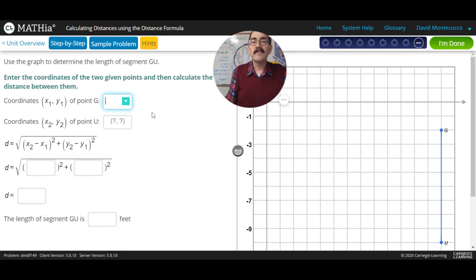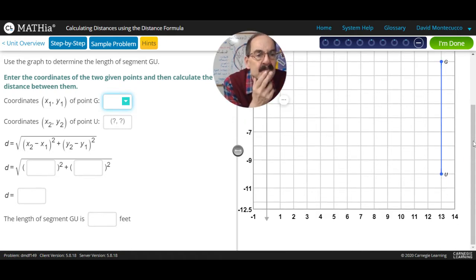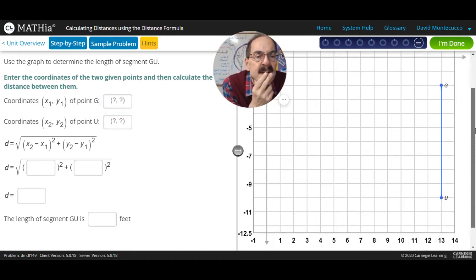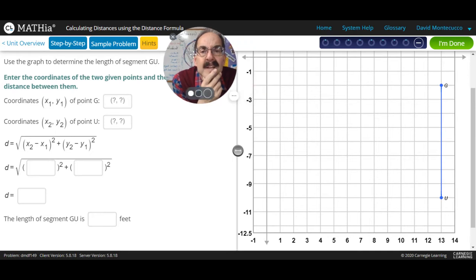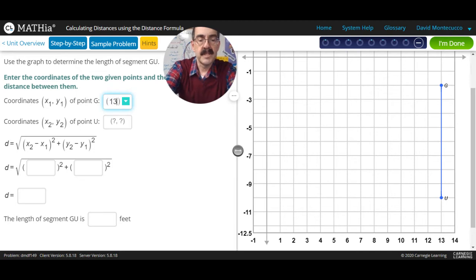All right, coordinates for G. Oh, boy. Oh, there it is. My head's in the way again. All right, so negative 2, 13, negative 2. So let's try it. Parenthesis 13, comma, negative 2. U is 13, negative 10.